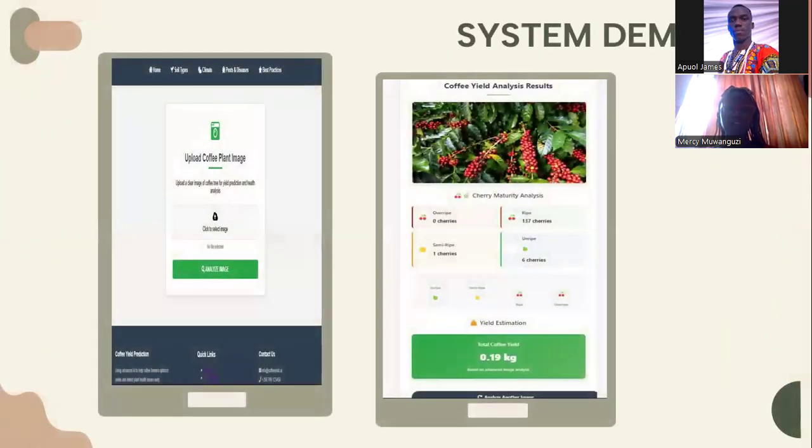This is a snapshot of our system. On the left-hand side, the user is prompted to input an image of their coffee plant. On the right-hand side, we see results showing overripe, ripe, semi-ripe, and unripe, and how much the coffee tree is going to produce at the end of the harvesting period.